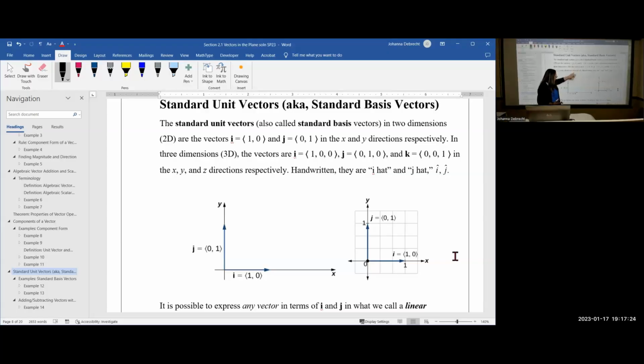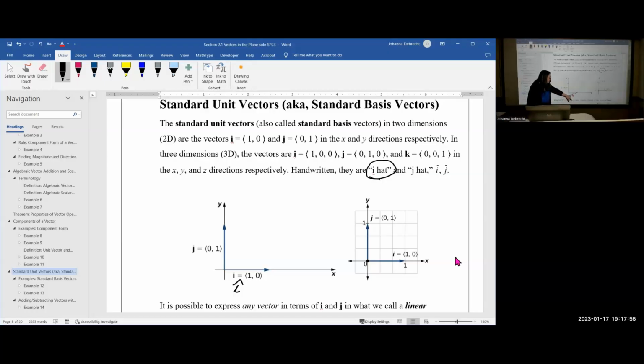So 1, 0 obviously is terminating at the ordered pair 1, 0. So it's laying right here along the x-axis. So i is basically the unit vector in the positive x direction. Now, in physics, they tend to call this i hat. So we will do the same thing. And that's what you see right here. And it's pronounced i hat. But what we tend to do is do this. We don't actually make the dot for the i because that just gets too confusing.